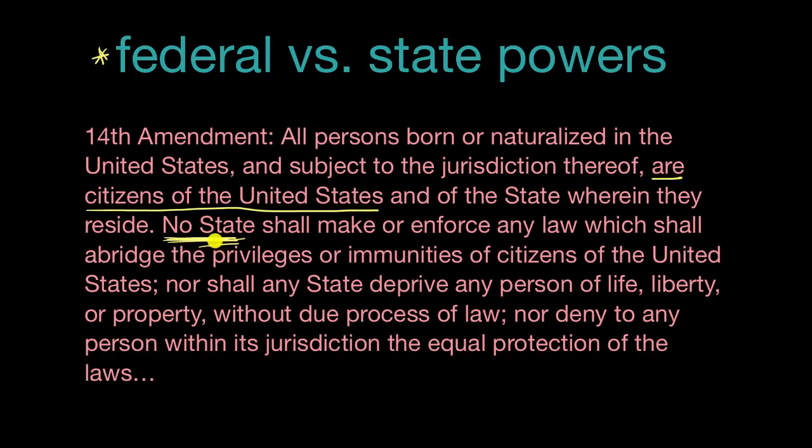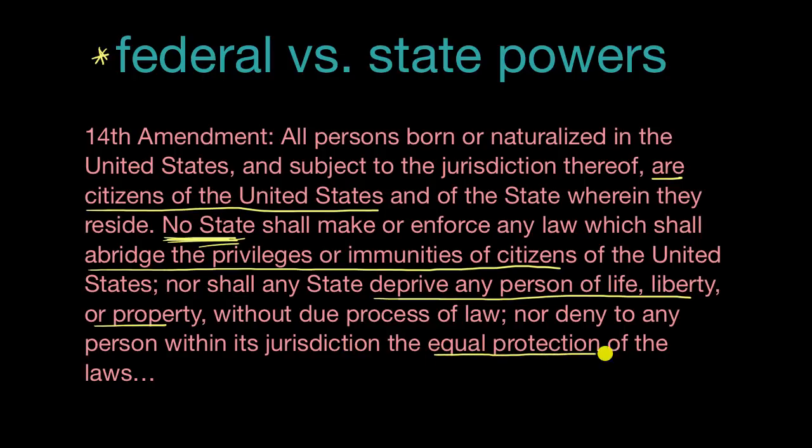No state shall make or enforce any law which shall abridge the privileges or immunities of citizens of the United States, nor shall any state deprive any person of life, liberty, or property without due process of law, nor deny to any person within its jurisdiction the equal protection of the laws. And so since the time that the 14th Amendment was adopted, this notion of equal protection under the law, that no state can make or enforce laws which shall abridge the privileges or immunities of citizens.